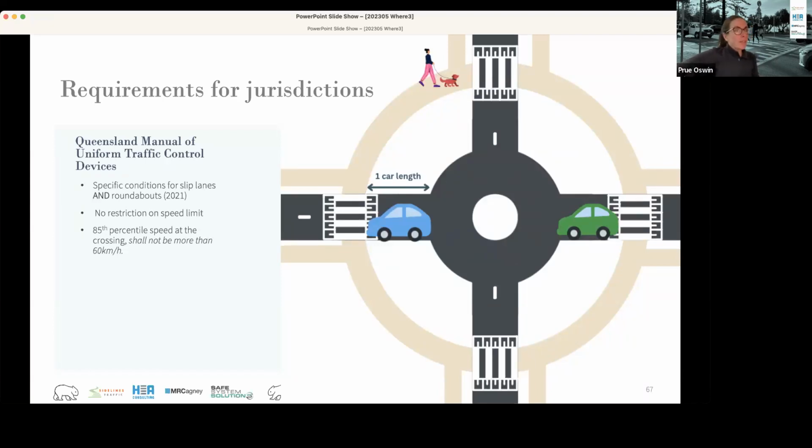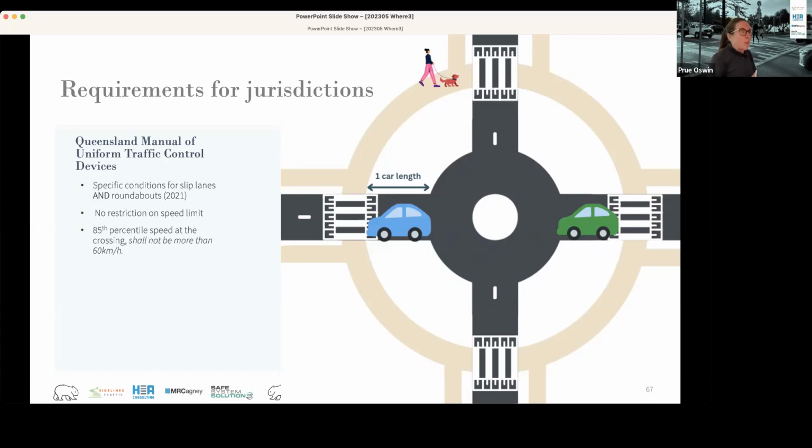And actually, introducing the roundabout, typically we already get speed limits of 60 kilometers an hour or less on the approaches to the roundabout. So even without reducing the speed limit, we are in that realm, and then we can rely on the crossing to take another 20 kilometers an hour off.